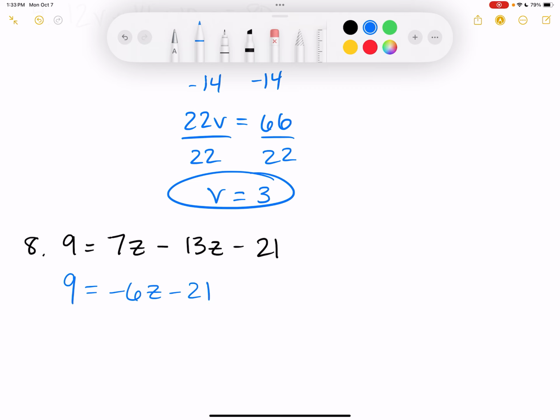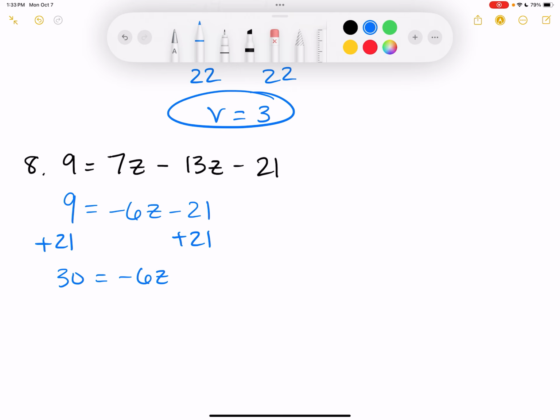Now what do I have to do? Add 21. So 21 and 9 is 30 equals negative 6z. Now what? Divide by negative 6. And what do I get when I do that? Negative 5 equals z.